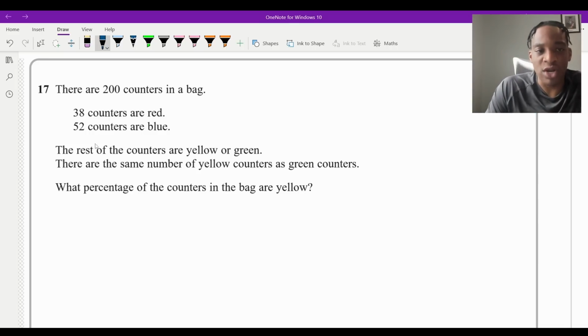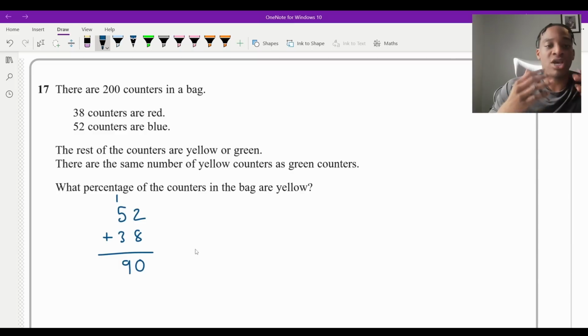Now, we know that there are 38 and 52 red and blue counters. So what we can do is add those numbers together. 52 plus 38. Now, 2 plus 8 gives me 10. So I have to put a 0 here and then I have to carry that 1 to this column. 5 plus 3 gives me 8. Now I have to add that 1, which will give me 9. So this will be 90. 52 plus 38 is 90. This is the amount of red and blue counters.